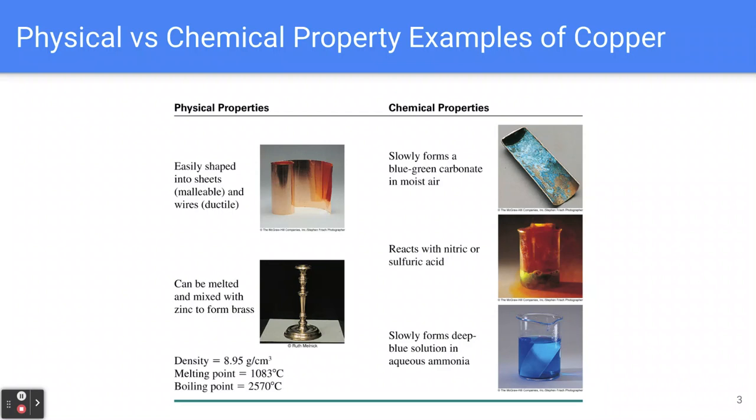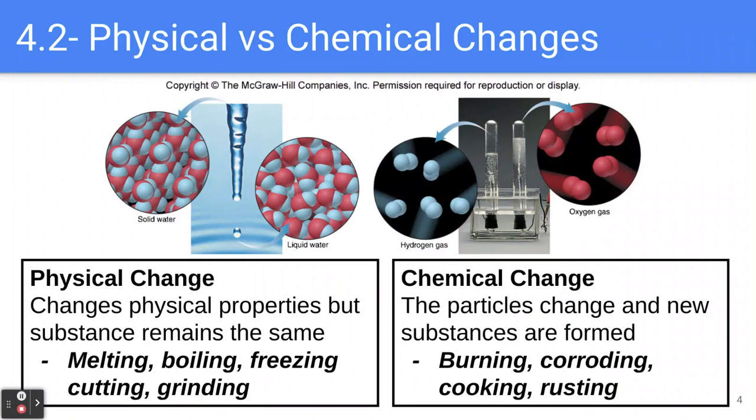Its chemical properties: it'll slowly form a blue-green carbonate in moist air, like the Statue of Liberty. It reacts with nitric or sulfuric acid, and it shows a deep blue color when it's in ammonia. Now, how is that different than physical versus chemical changes? Well, with our properties, we're really just looking at one substance. With a physical versus chemical change, we're really looking at how that substance is actually changing.